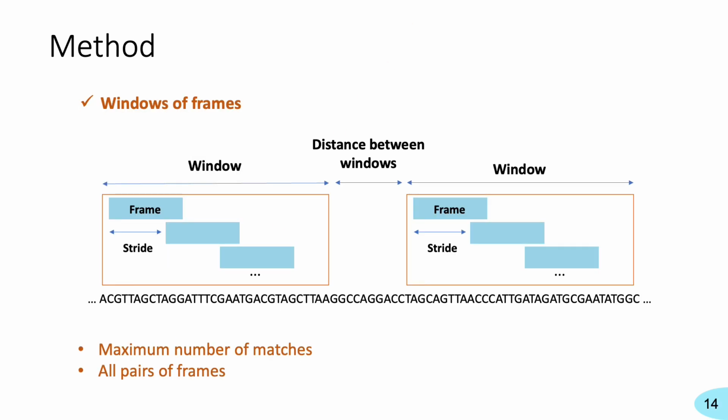In order to have a more general view of a genomic region and also ignore sequence errors and gaps, we define windows of frames where each window consists of frames that have a distance of stride with each other. And we compare two windows by counting the maximum number of matches between all pairs of their frames.